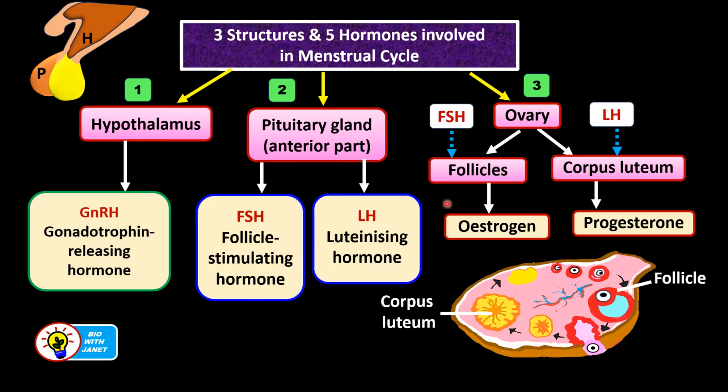They are secreted from the anterior lobe, which is nearer to the front of the brain, the face, nearer to the front of the body. Next, FSH from the pituitary gland will stimulate the follicles in the ovary to secrete estrogen, whereas LH from the pituitary gland will stimulate the corpus luteum to secrete the hormone progesterone. So the 5 hormones released are GnRH, FSH, LH, estrogen, and progesterone from the 3 different structures.